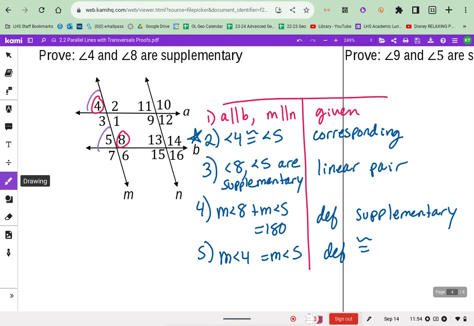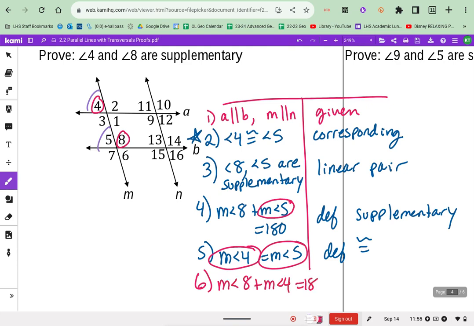And now, since it's exactly the same, I can take this measure of angle 5 and replace it with this measure of angle 4 because the measure of angle 4 and 5 were equal. So in step 6, I can say the measure of angle 8 plus the measure of angle 4 is 180 by substitution.